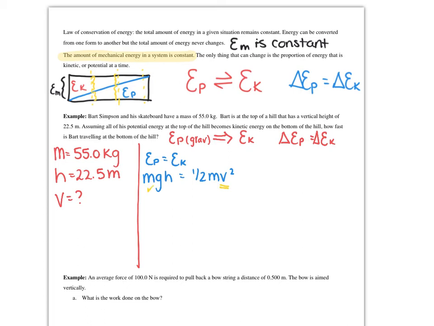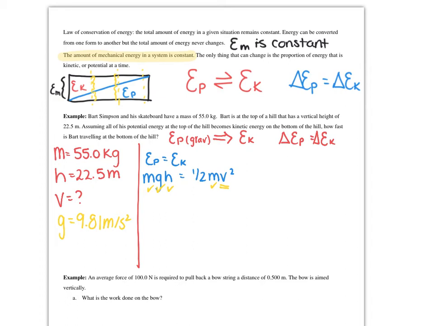We have a mass in kilograms. We always have G, that's 9.81 meters per second squared. We have the height of the hill. Half is just a constant, and we have the mass. So we should be able to solve for V.